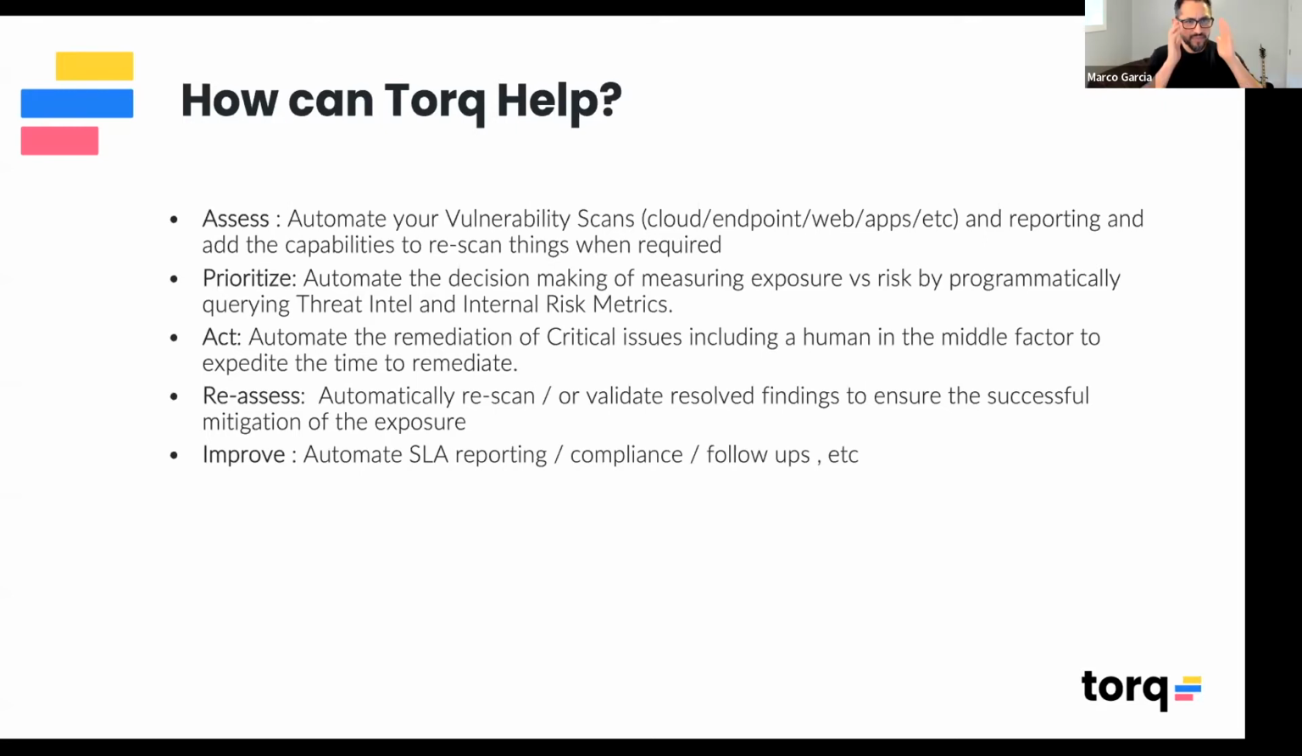Prioritize. Automate that decision making of figuring out exposure versus risk, and how critical a vulnerability is. Maybe there's a CVSS score of 10 on something, but after you did your research, the vulnerability is not actively being exploited, so the risk level can be lower. Imagine that you don't have to manually go in, investigate and do it, but have a way to do this programmatically as the vulnerabilities show up.